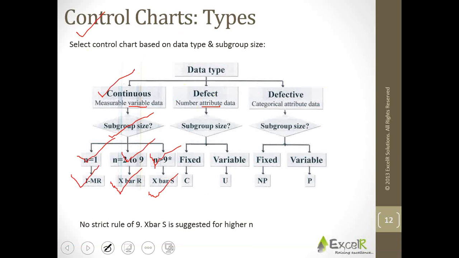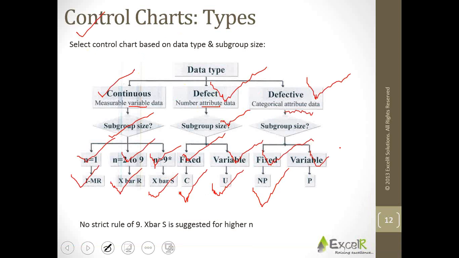On the other side, if the data is attribute, you ask two things. You ask whether it is defect or defective. If it is defect, and you know the subgroup size, then you go with the C chart. If you do not know the subgroup size and you know that it is variable, then you go with the U chart. And if the attribute data is defective, and you know the subgroup size is fixed, you go with the NP chart. If it is variable, you go with the P chart. So this is how we decide which chart we have to use.